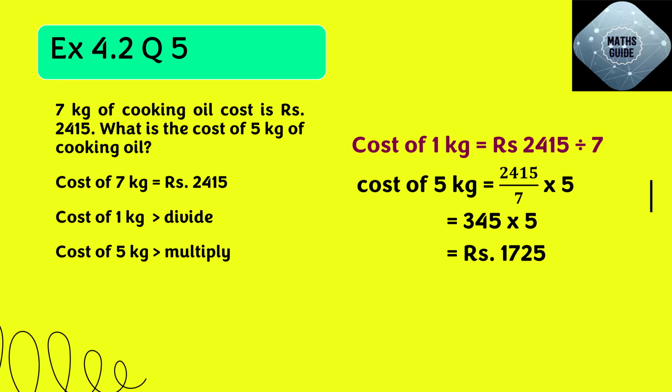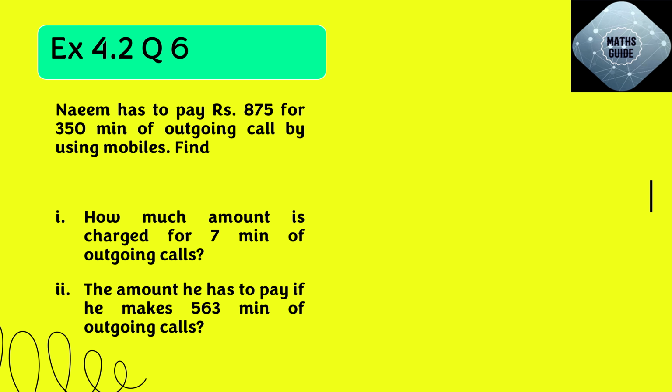This is the last question of exercise 4.2 that Naeem has to pay rupees 875 for 350 minutes of outgoing calls by using mobiles. And how much amount is charged for 7 minutes of outgoing calls. We have been given information regarding how much Naeem pays for 350 minutes and we have to find out the amount he has to pay for 7 minutes.